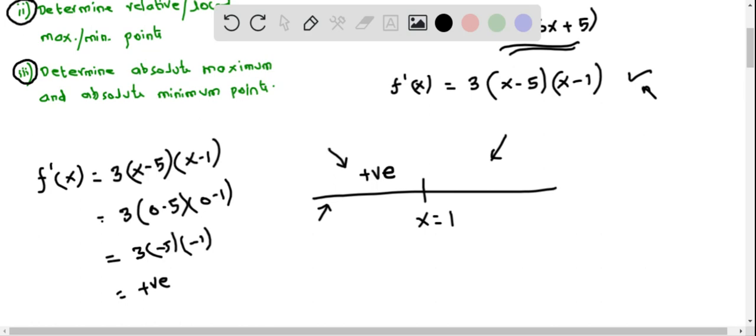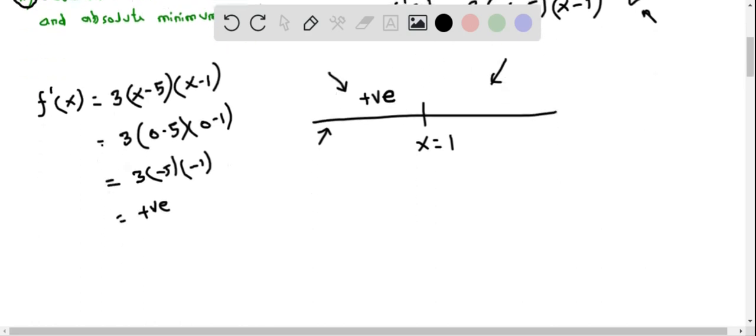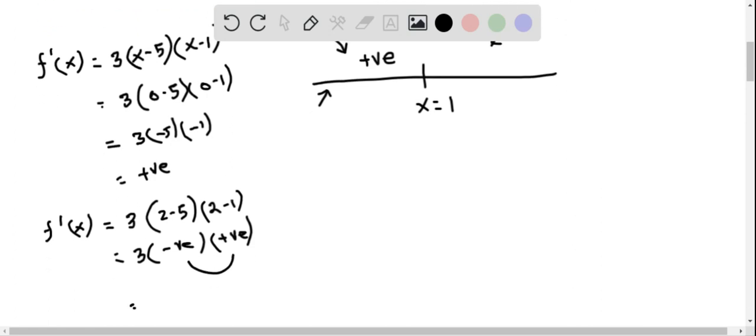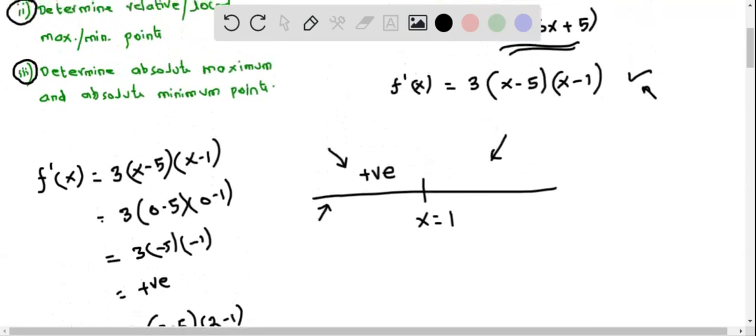And now, in the same way, we will take another temporary random point to the right of x equal to 1. So I'm going to take x equal to 2 and replace it into f prime of x. So this becomes 3 times (2 minus 5) times (2 minus 1). 2 minus 5 is a negative number, negative 3, and 2 minus 1 is a positive 1. So we get a product of negative and positive, which is basically a negative number. So the sign of f prime of x to the right of x equal to 1 is negative.